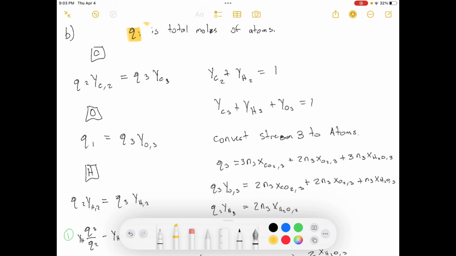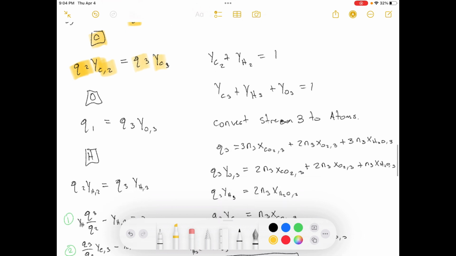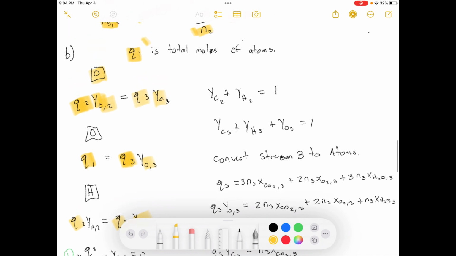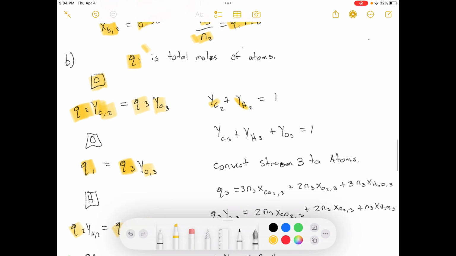Okay, so here's our balance with carbon. We say we have total number of atoms in stream 2 times the mole fraction of carbon atoms. Okay, pretty simple. And then we do the same thing for stream 3. Oxygen, pretty easy, right? Once you know how to set that up, you just have Q times whatever component you're looking at. In stream 1, we know that the mole fraction of carbon in stream 1, plus the mole fraction of hydrogen in stream 1, is equal to 1.